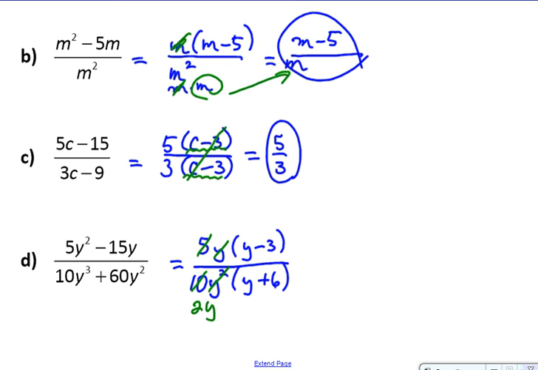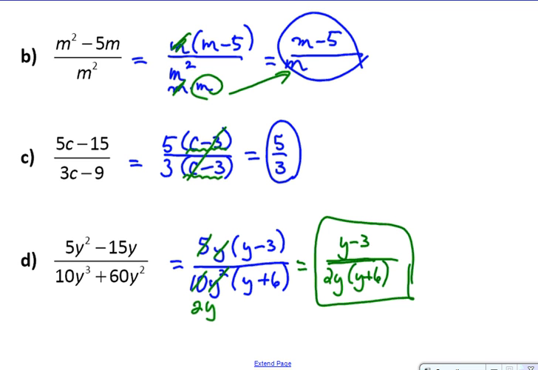And then my parentheses, they're a team. They're a happy little group of friends that do not separate. So that will not cancel. So in the numerator, I still have the y minus 3 factor. And in the denominator, I have the 2y and a y plus 6.